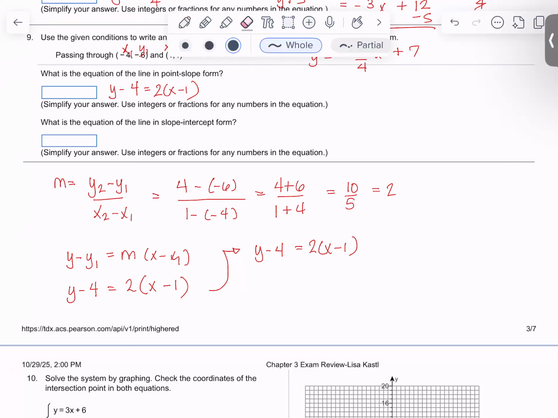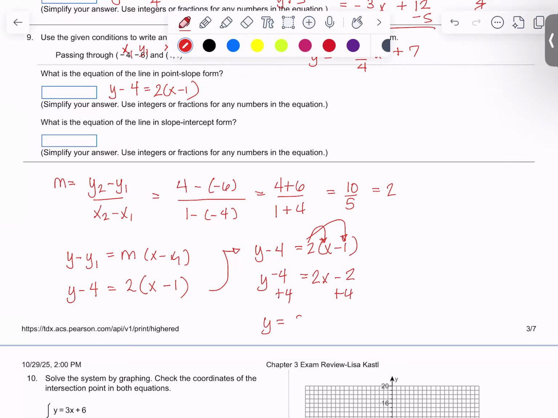And now I'm going to solve for y. I'm going to distribute the 2 across. So I get 2 times x is 2x, and 2 times minus 1 is minus 2. And then add 4 to both sides. Y is 2x plus 2. Y is 2x plus 2.